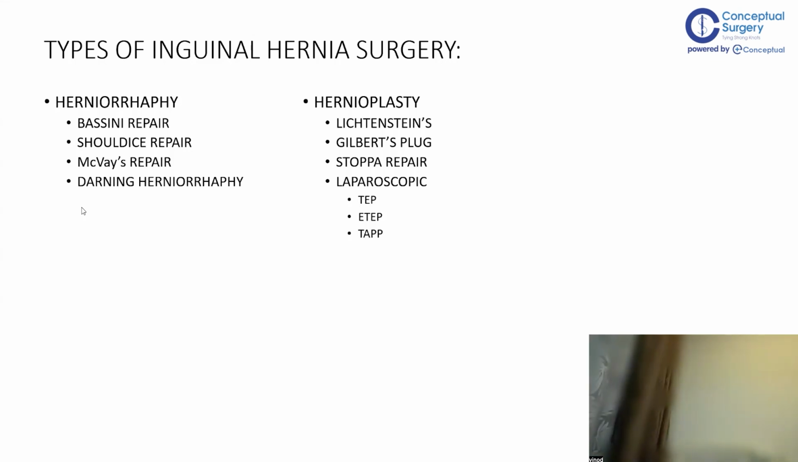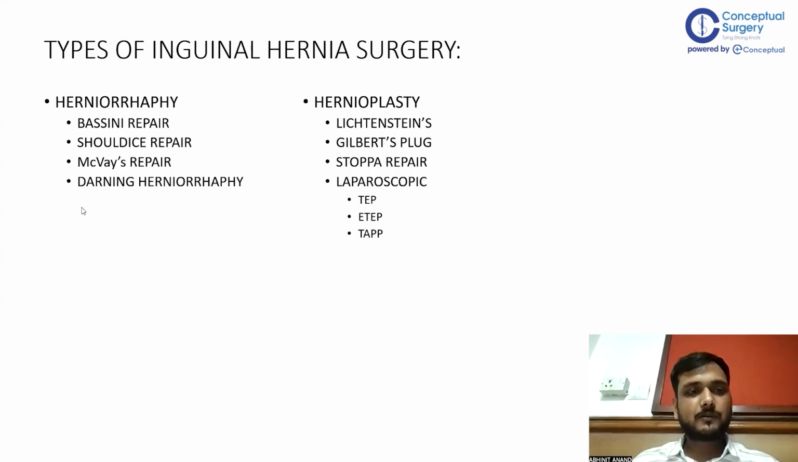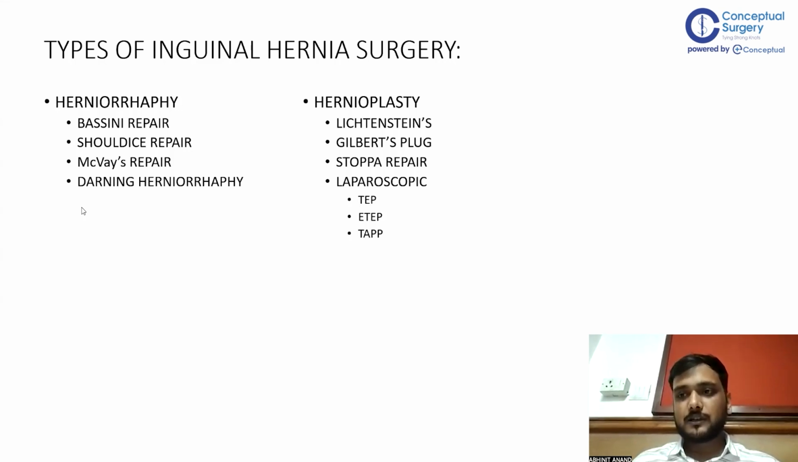Examples of herniorrhaphy repair are Bassini, Shouldice, McVay, and darning herniorrhaphy. Examples of hernioplasty are Lichtenstein, Gilbert's, Stoppa repair, and laparoscopic repair. That is all together another category.